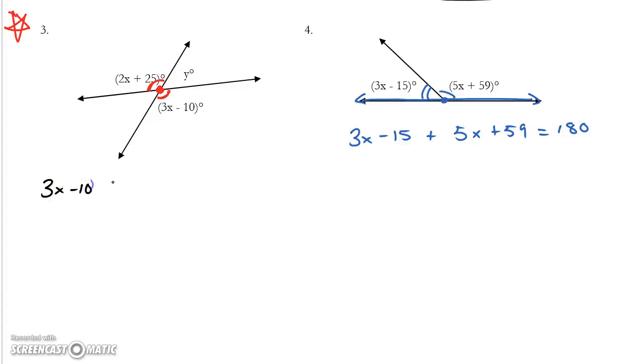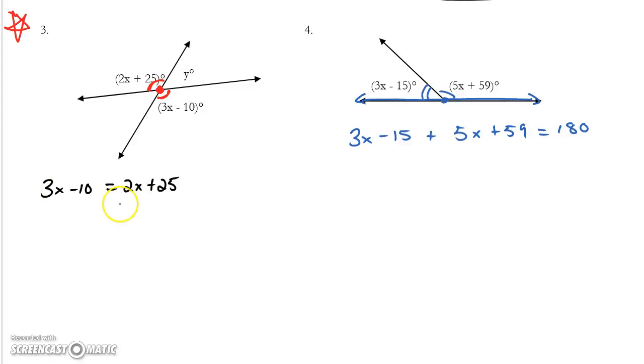3x minus 10 equals 2x plus 25. And now I have an equation with only x. If I had decided to start with the fact that these two angles form a linear pair, I'd have to say that 2x plus 25 plus y equals 180. Now I have x and y in the same equation. I would need a system of equations to solve that. So I like to start, if I can, with a situation like this.